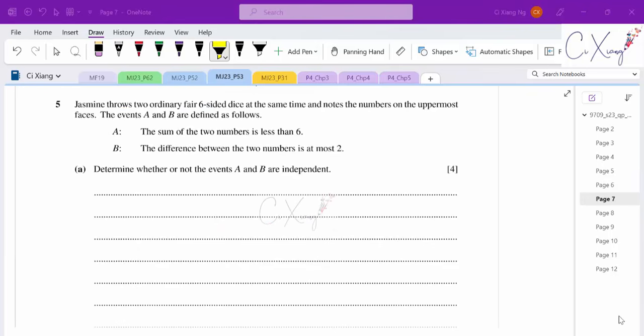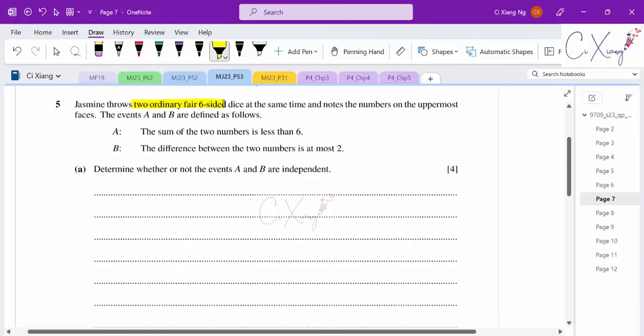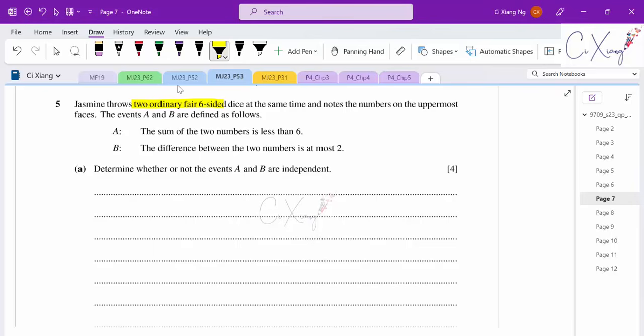Okay, so question number 5. Jasmine throws 2 ordinary fair 6-sided dice at the same time and notes the number of the uppermost faces. The events A and B are defined as follows. Event A is where the sum of the two numbers is less than 6, and B is where the difference between the two numbers is at most 2. They want us to determine whether the events A and B are independent or not.